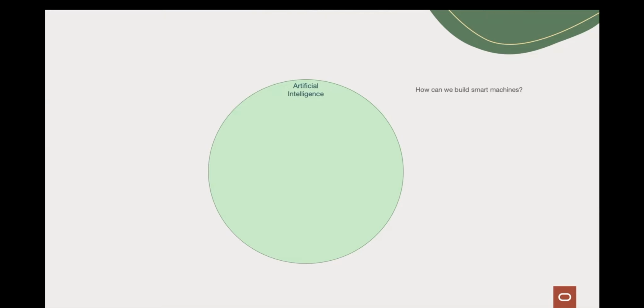The question will be, how can we build smart machines that mimic human intelligence? I like another definition, intelligence being created or simulated by human beings through technology. Here, you can see a Venn diagram. All concepts mentioned in this presentation can be considered a subset of AI.